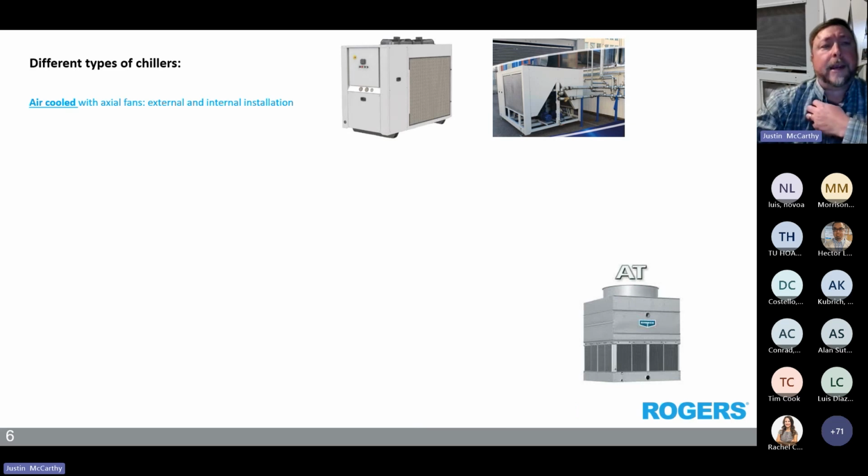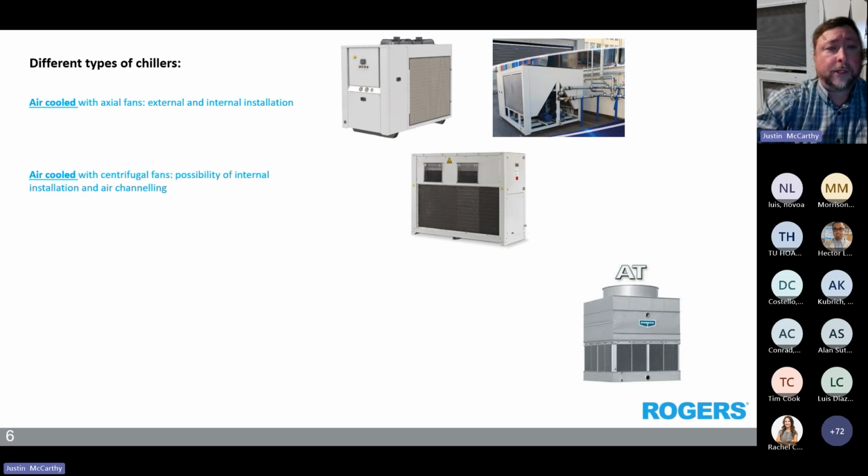So, different types of chillers: air cooled with axial fans, external and internal installation. When I say axial fan, I mean a propeller style fan. Thing to note with propeller style fans is they cannot be ducted. I know they often do get ducted, but they should not. Whenever you're doing duct work, you should be using a centrifugal fan. And as shown there, that's a type of chiller, air cooled with centrifugal, and that has a blower type on it, so you can actually handle static pressure of the ductwork.